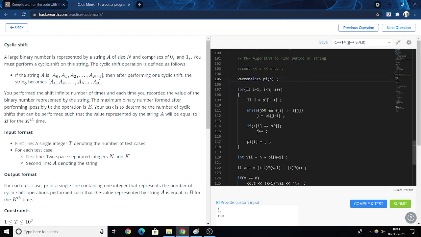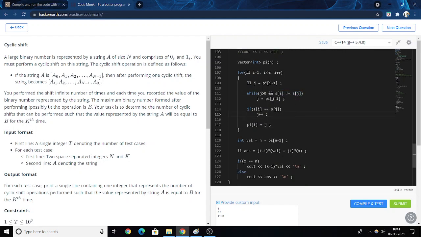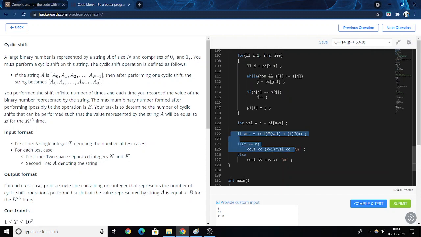We declare a vector pi, which is basically my pi table, and this is the code to find the pi table for a given string. The string is s here. Once you do that, the period, which is val, is nothing but n minus this value. Once you find the period, then this is the same thing.